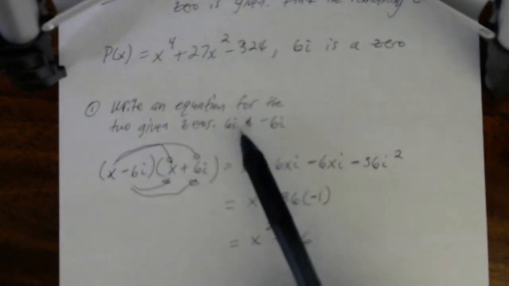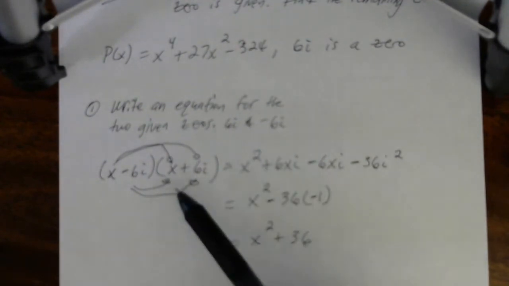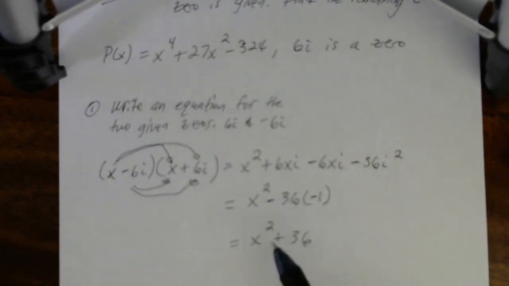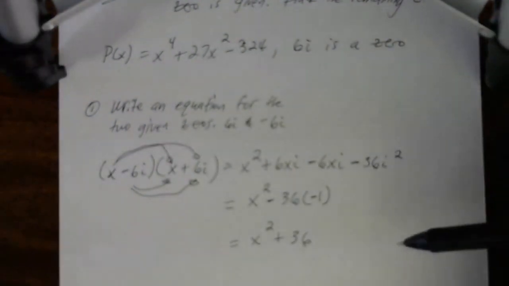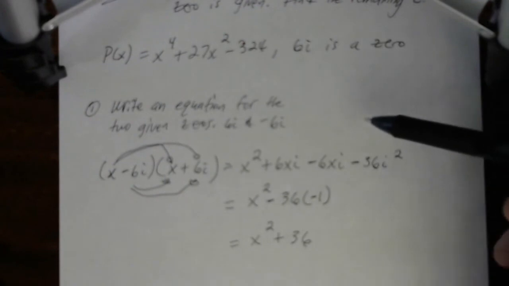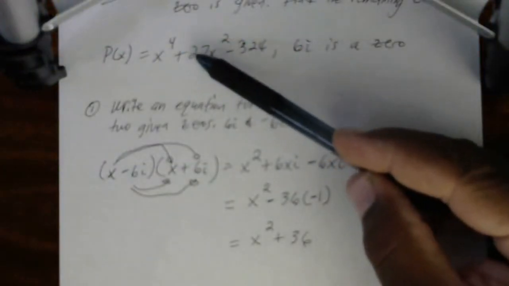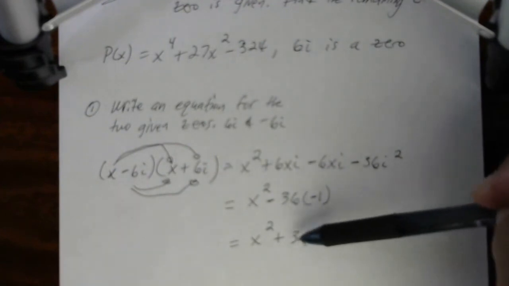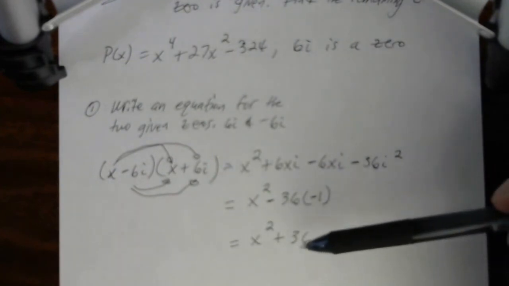So when I convert my two zeros to linear factors and I multiply, the equation that's formed is x squared plus 36. So now how does that help us? We can actually take this fourth degree equation and divide it by this second degree equation.